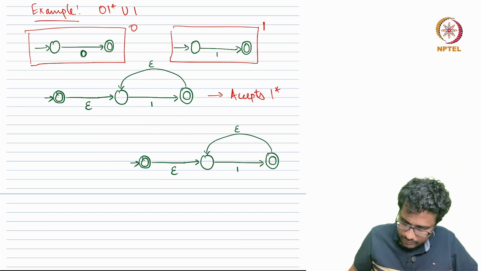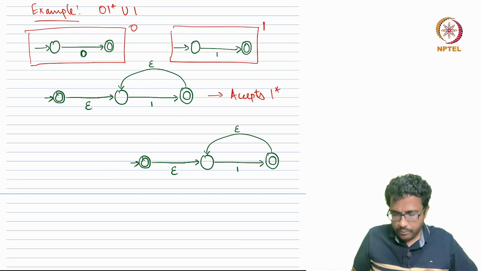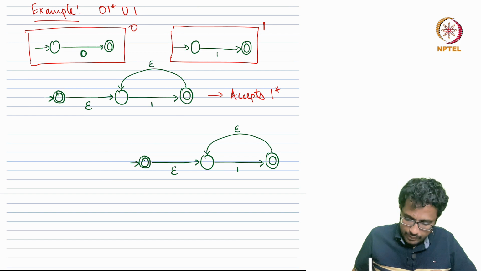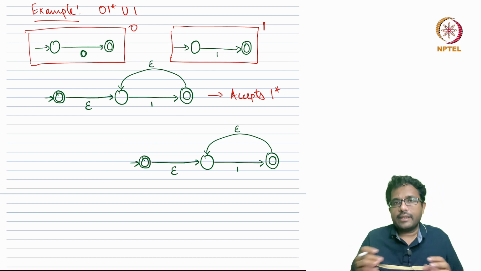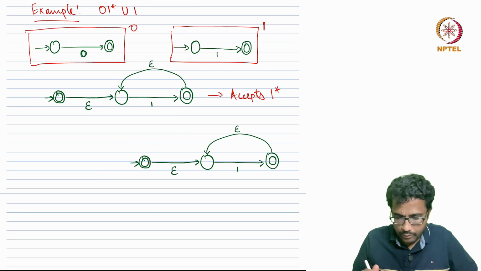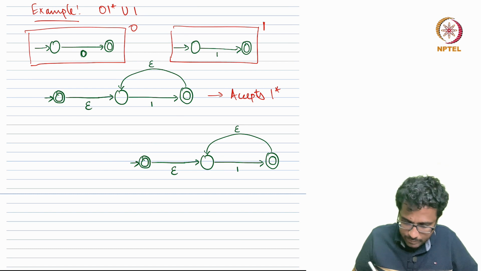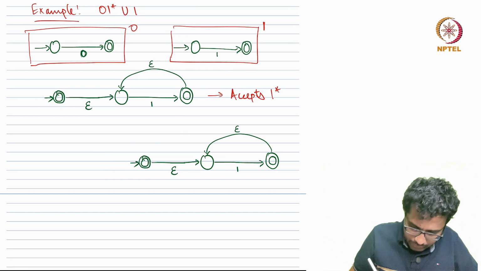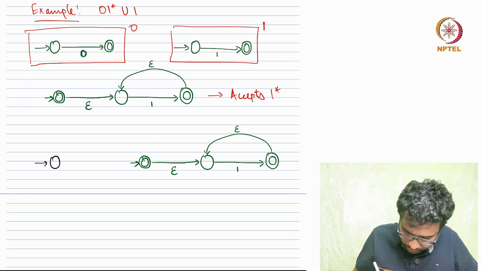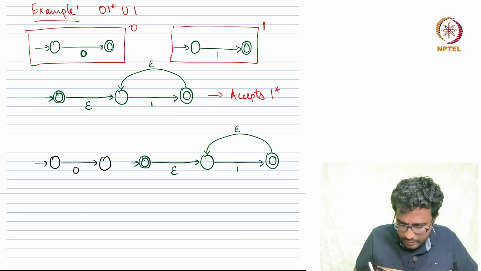Right. So let us keep it here. So this is basically 0 concatenated with 1 star. So this is 1 star, and basically we need to have an epsilon transition from the 0 machine to the 1 star machine. So maybe what I'll do is I'll redraw the 0 machine. This is the 0 machine.